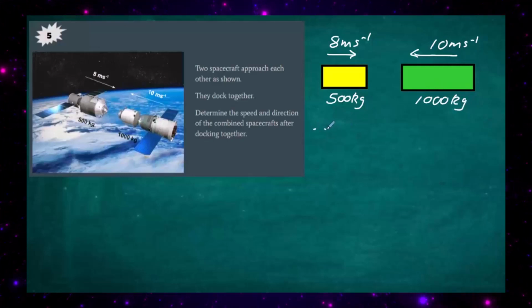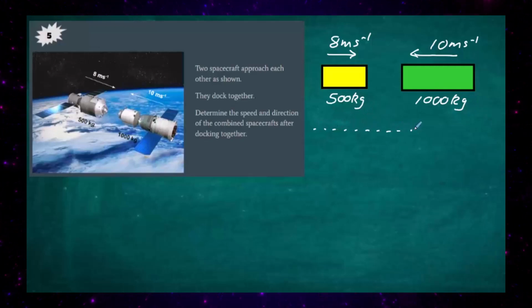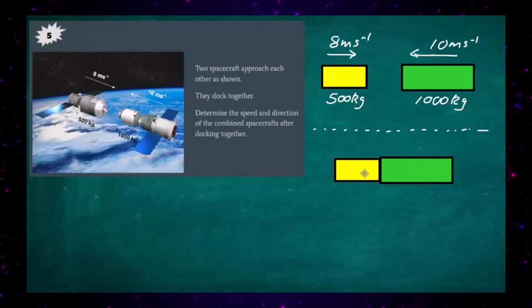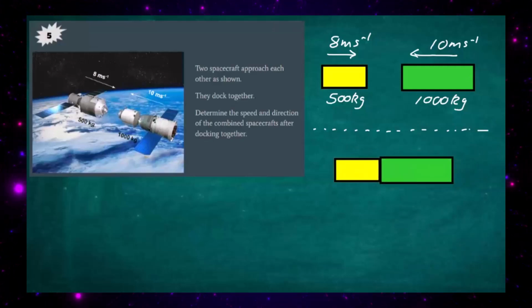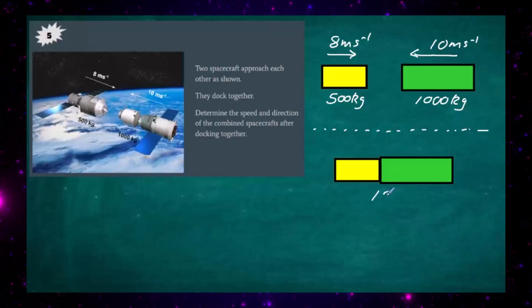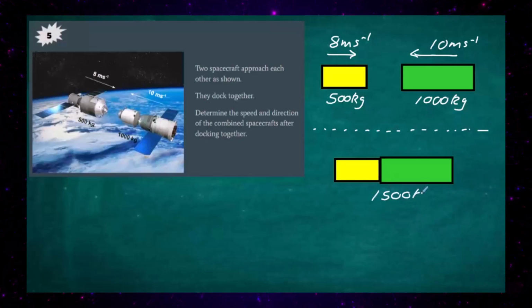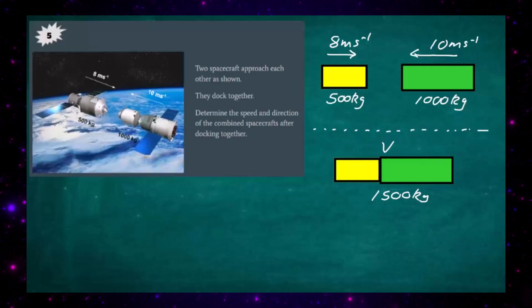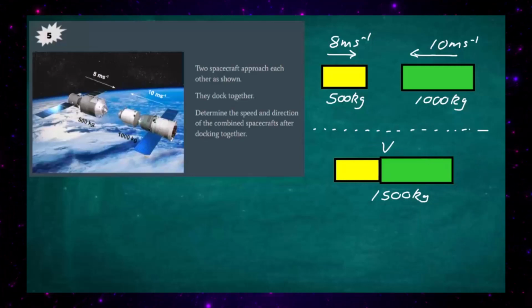Then if we look at the situation after the two spacecraft dock together, we'll have this situation here. We'll have a combined mass this time, assuming no mass falls off. It's going to be 1,500 kilograms. And we don't know the speed, so we won't even put an arrow in for that. We'll just say that the speed is v, and we'll have to work out the sign of that to give us the direction in which the spacecraft are going.